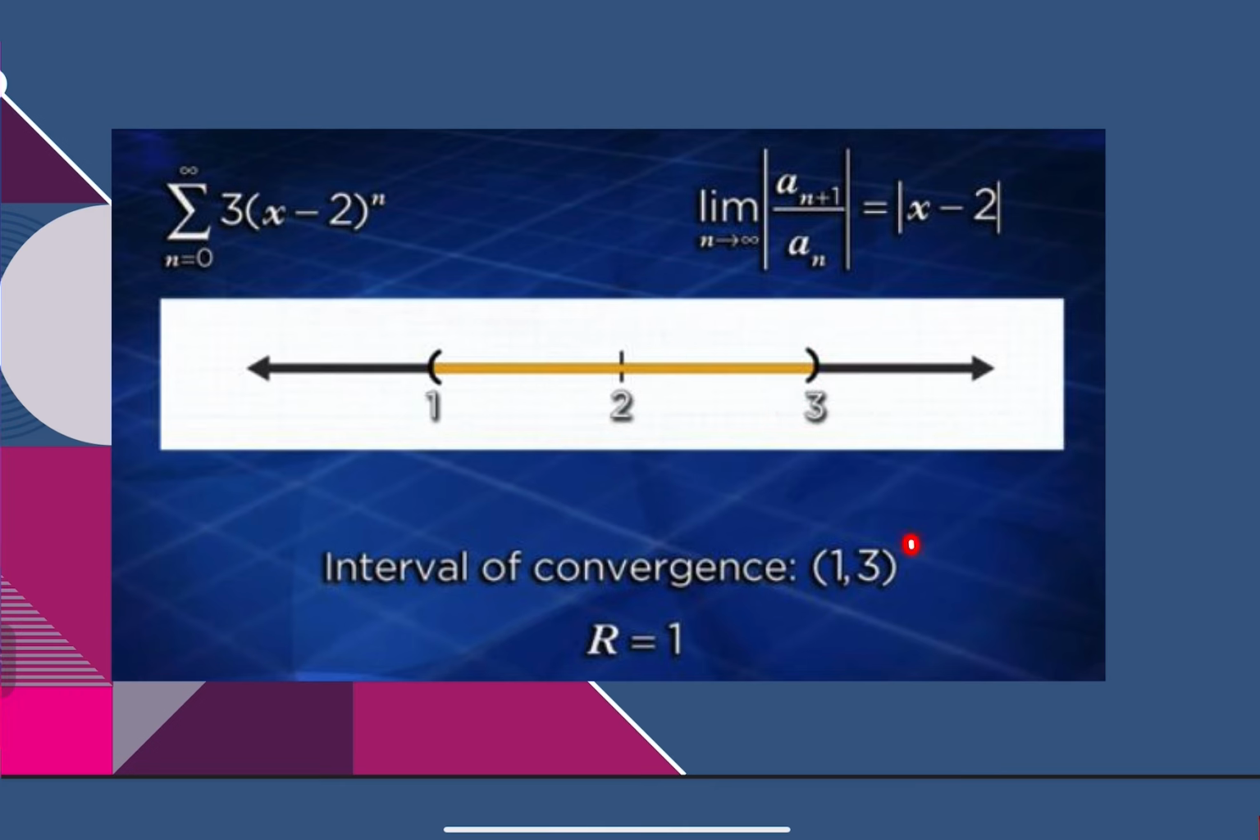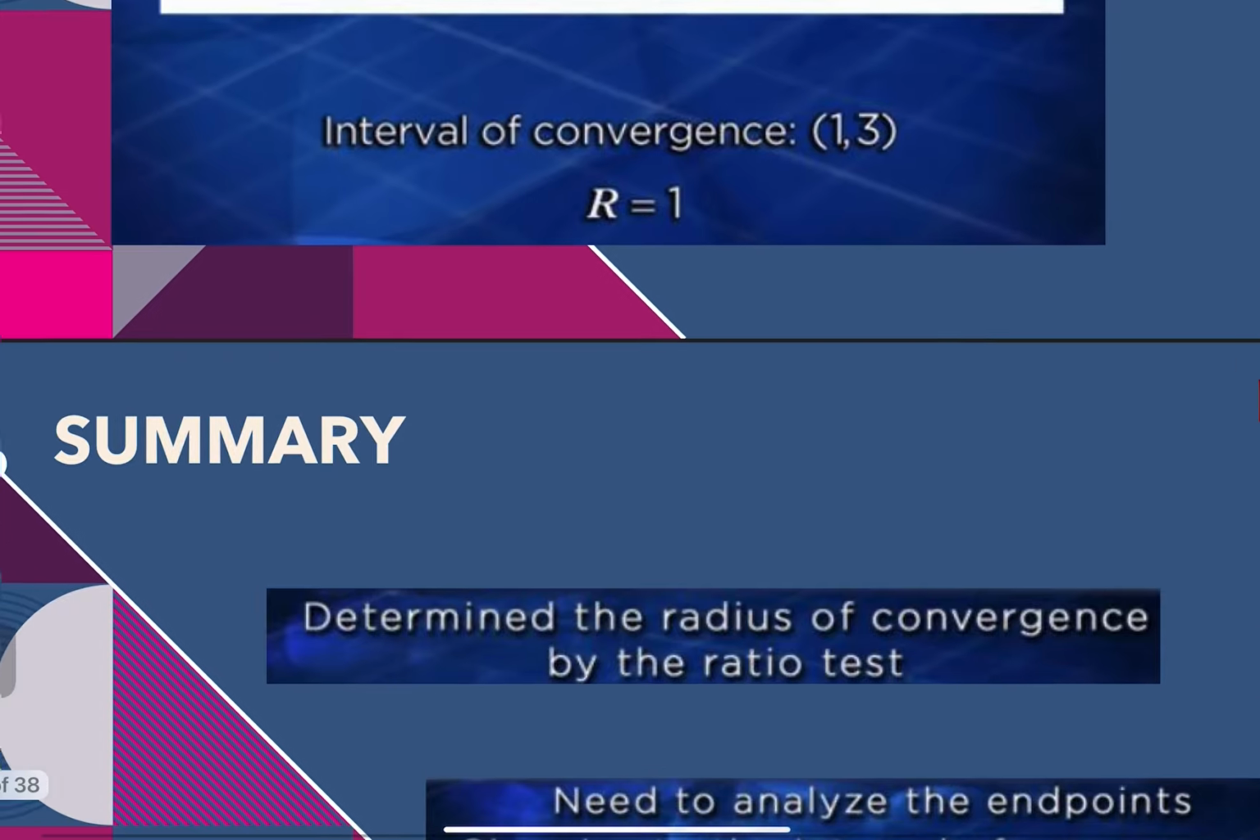So let me summarize the procedure that we just did. We determined the radius of convergence by the ratio test. But then we have to analyze those endpoints to see if it converges there also, and that will give rise to the interval of convergence. So this time it was open, just like in the previous example. Now, let's move on to the next.